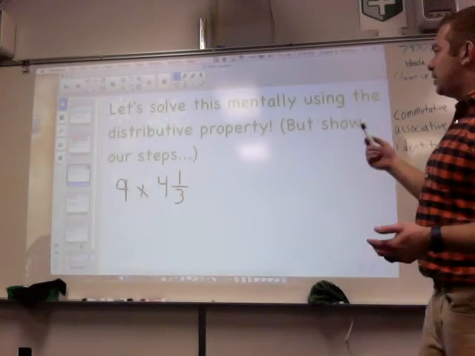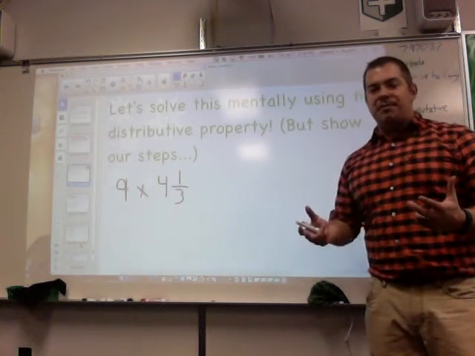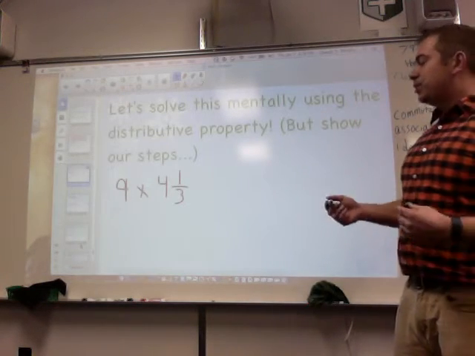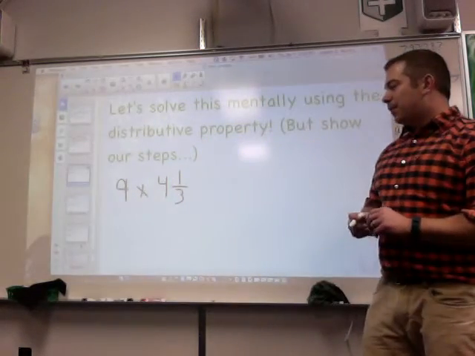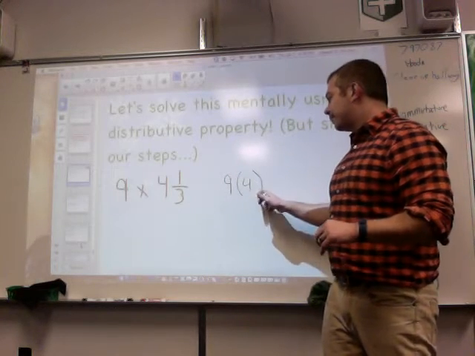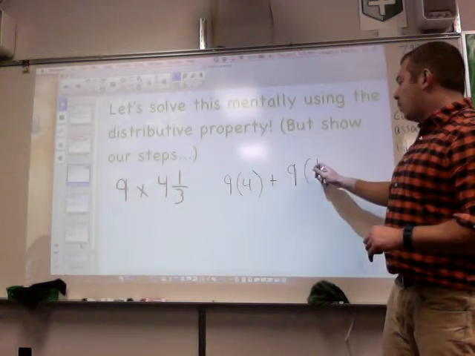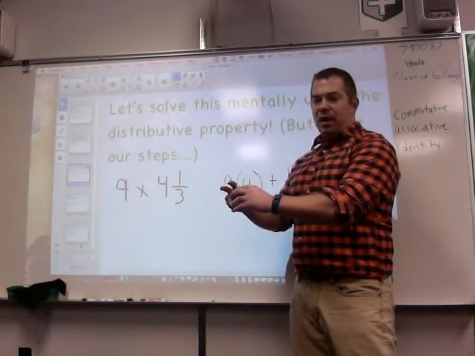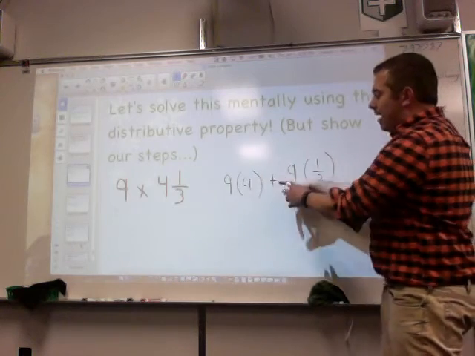All right, so let's solve this mentally using the distributive property, but show our steps. So I'm going to do it mentally, but I'm going to write it out because that's what it says for you to do as well. So first of all, if I'm going to distribute this, I'm going to do 9 times 4 and 9 times 1/3. So in my head, I basically see this. 9 times 4, and then I'm going to add that to 9 times 1/3, because I basically just took apart my 4 and 1/3. I just made it 4 separate and 1/3, so that's why I'm going to add it. I took it away from each other, and I'm going to combine it after by adding.